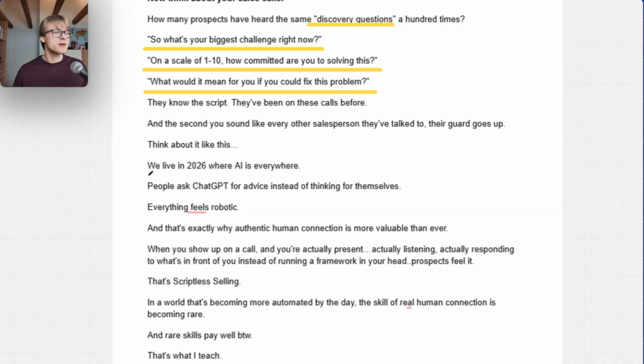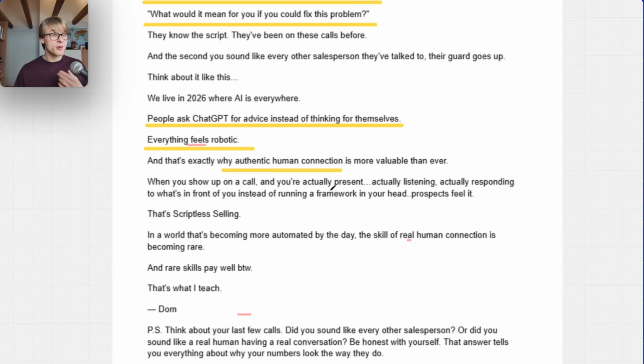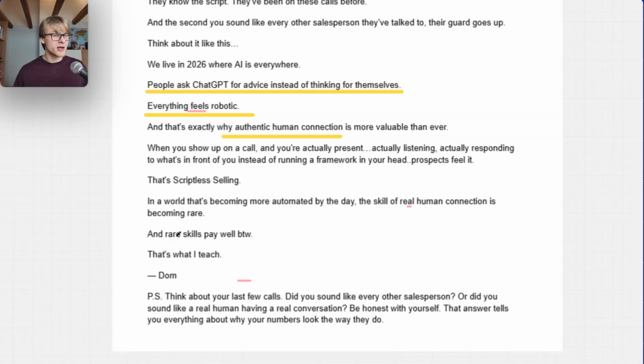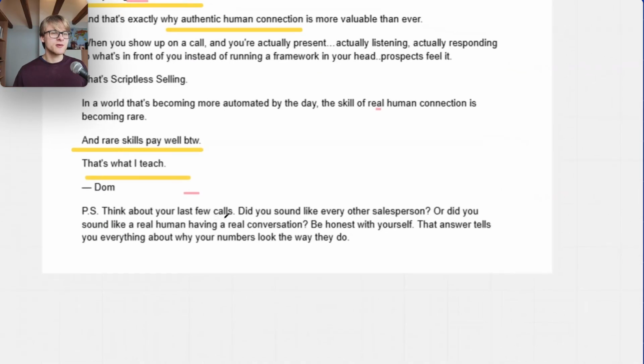Think about it like this. We live in 2026 where AI is everywhere. People ask ChatGPT for advice instead of thinking for themselves. Everything feels robotic. And that's exactly why authentic human connection is more valuable than ever. When you show up on a call and you're actually present, actually listening, actually responding to what's in front of you instead of running a framework in your head, prospects feel it. And that's scriptless selling. In a world that becomes more automated by the day, the skill of real human connection is becoming rare. A rare skill pays well, by the way. That's what I teach. Think about your last sales calls. Did you sound like every other sales call, or did you sound like a real human?